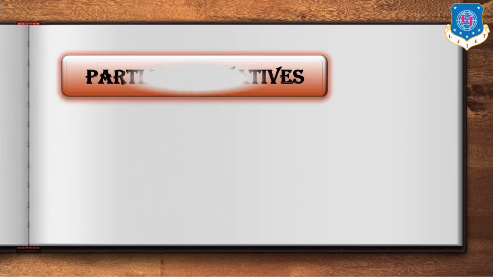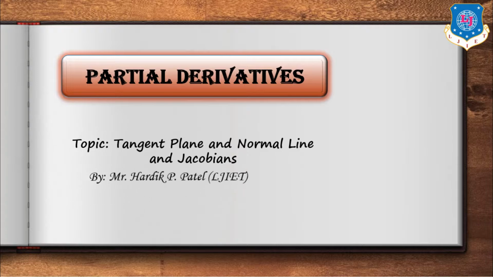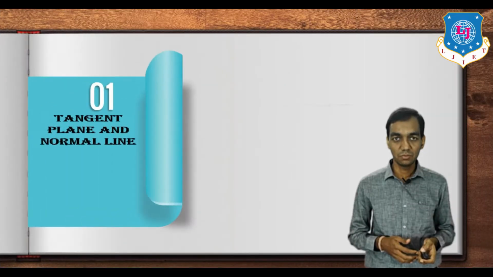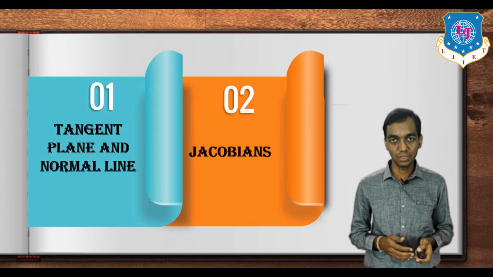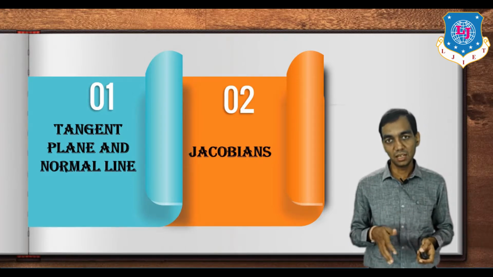Friends, up to last session we have seen the extreme values and extreme values with respect to the constraint, or subject to the condition. Now, in today's session, we are going to start with another application, such as the tangent plane and normal line and the Jacobians, which we are going to check out in today's session. First we are going to check the tangent plane and normal line, and secondly we are going to check the Jacobians.